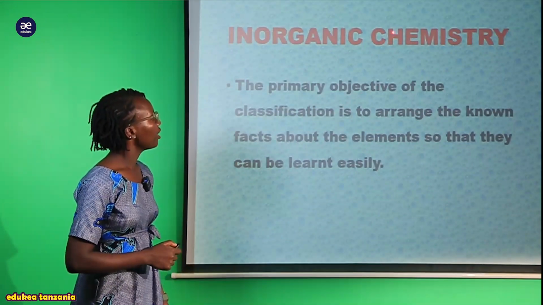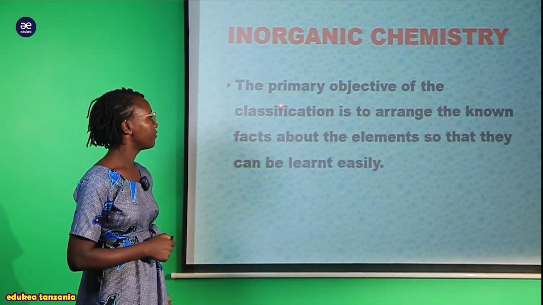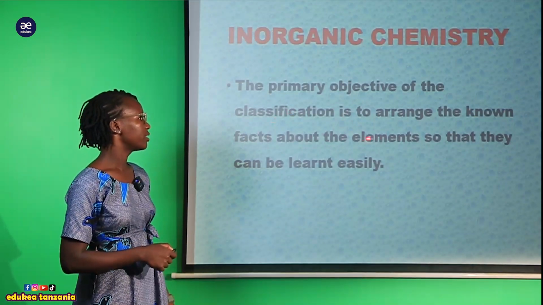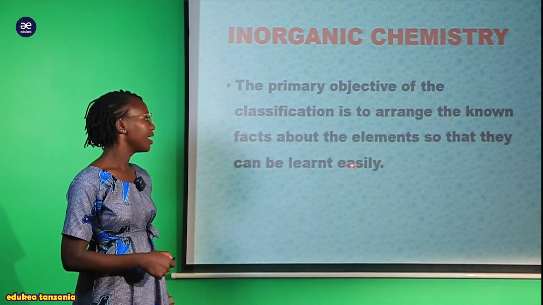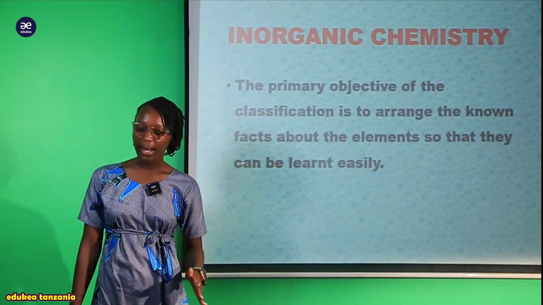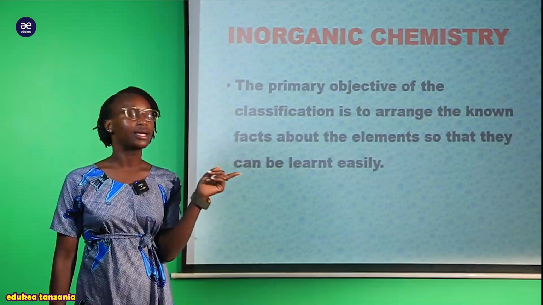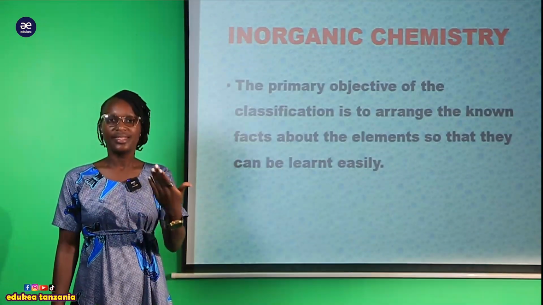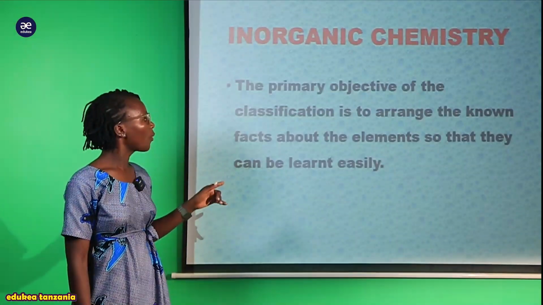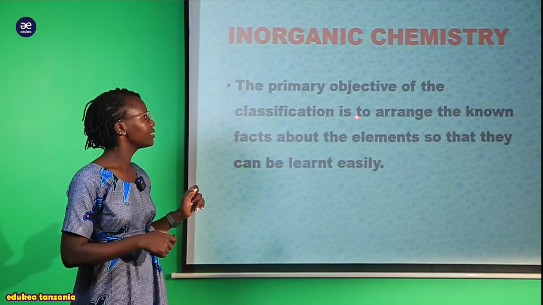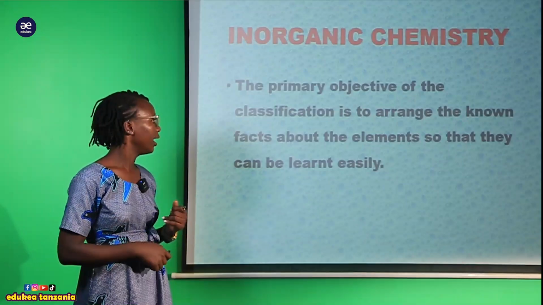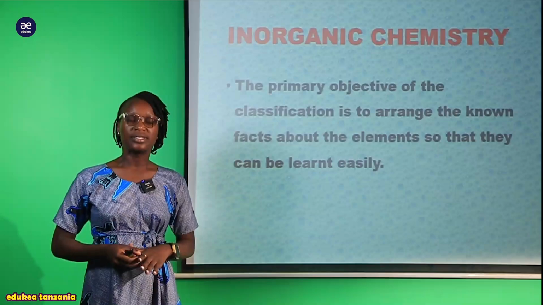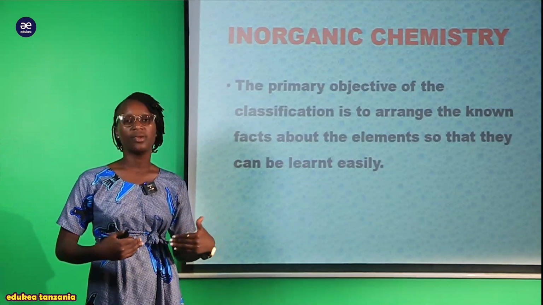So the primary objective of the classification is to arrange the known facts about the elements so that they can be learnt easily. Sasa tunapokuja kuangalia main objective ya periodic classification au ya kufanya hii classification, hii process ya kuarrange the element kwenye periodic table, utaona kwamba it is to arrange the known facts about the elements so that they can be learnt easily, kwamba wanafanya ile arrangement ya zile element ili kurahisisha usomaji wake.